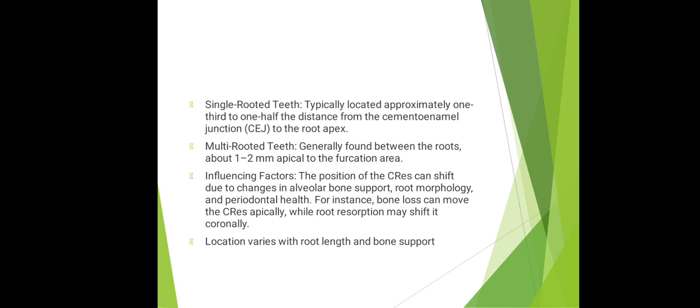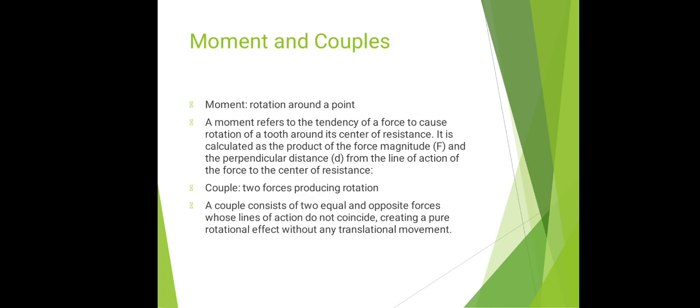Influencing factors. The position of the center of resistance can shift due to changes in alveolar bone support, root morphology, and periodontal health. For instance, bone loss can move the center of resistance apically, while root resorption may shift it coronally. Location varies with root length and bone support.